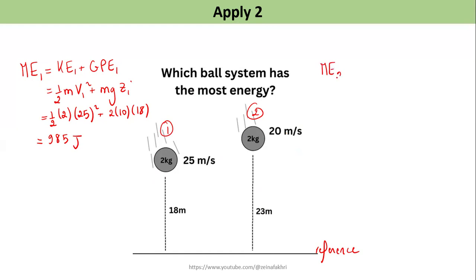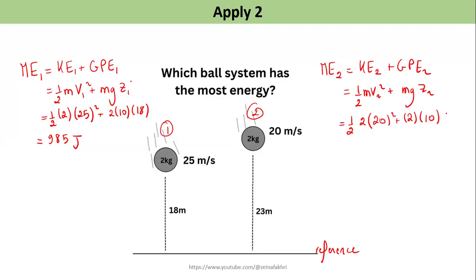So ME2 is equal to KE2 plus GPE2, equal to half m V2 square plus m g z2. We also notice that the object is above the reference. So this means the height is also positive. So we continue the answer. So it's half, the mass is 2, multiplied by 20 square. Also, it's 2 times 10, and the height is 23. So we'll get here as answer 860 joules.